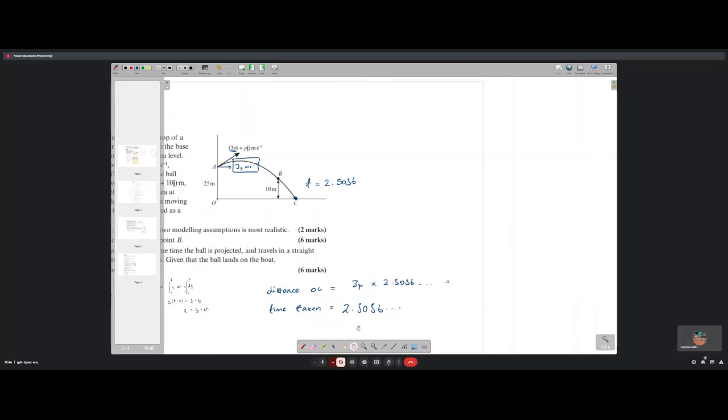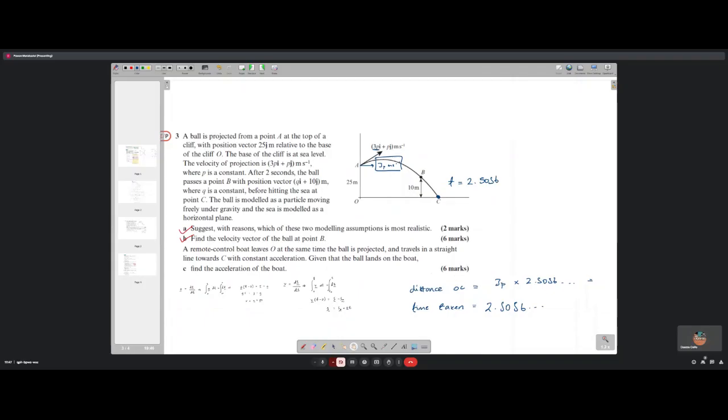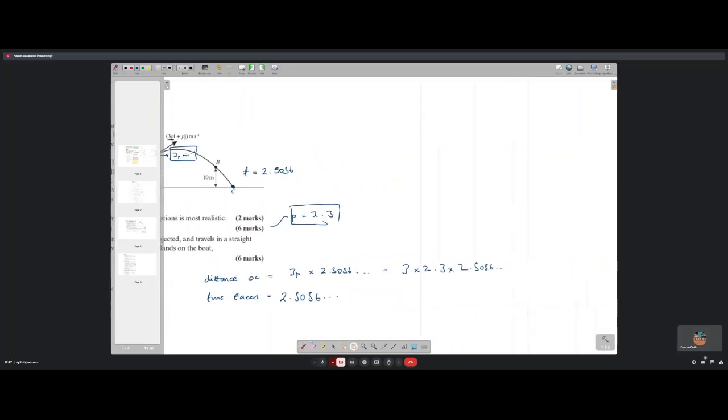So did you get the value for p? Any chance? Did you calculate the value for p? You should have calculated it in part B. It should be 2.3. So p will be 2.3 in part B. So then you would get 3 times 2.3 times 2.5056. And if you do that, you should get 17.289.